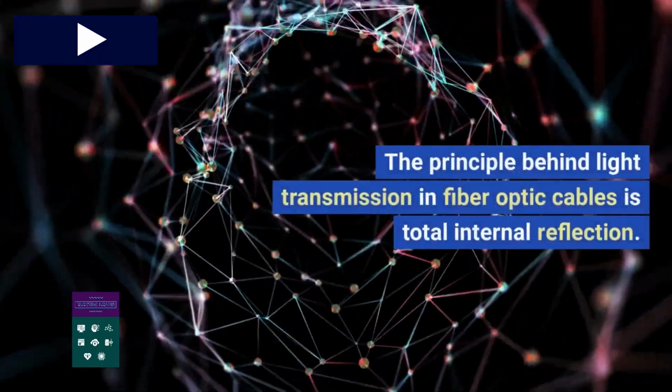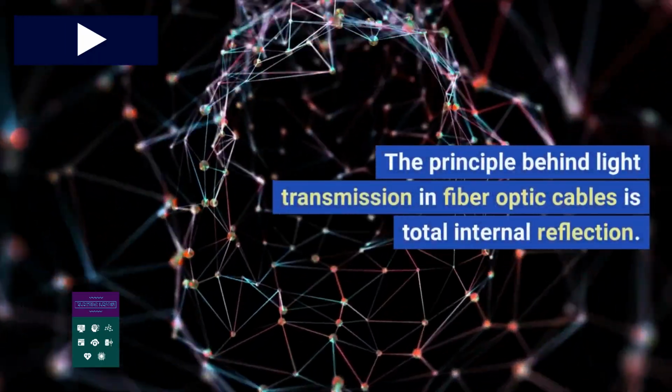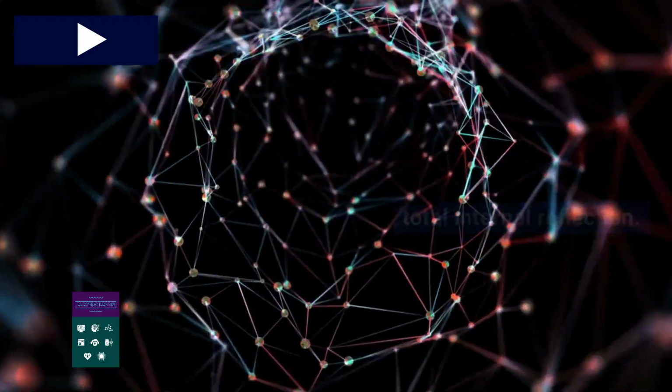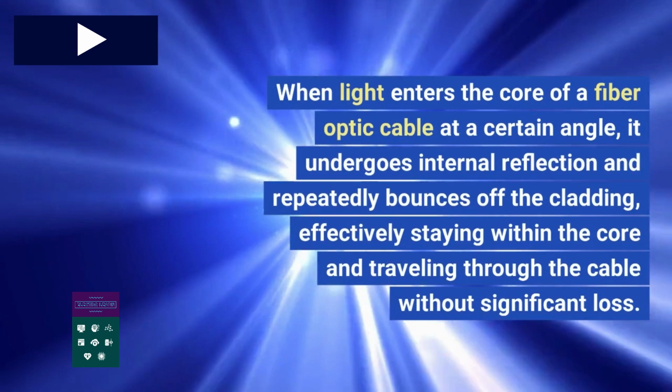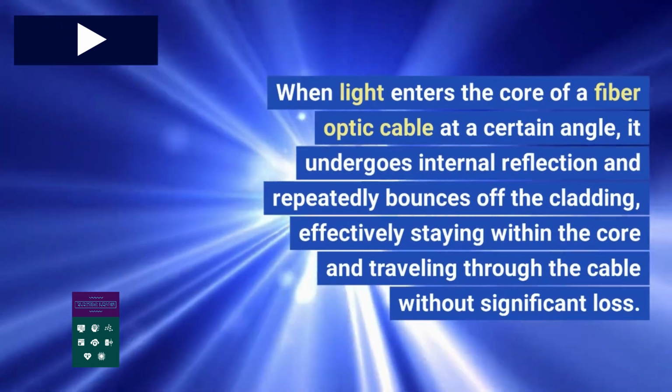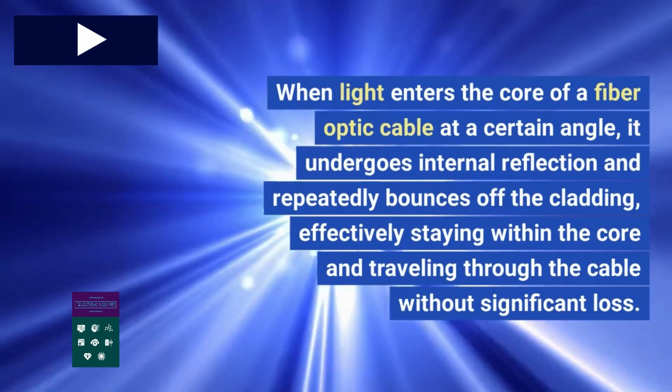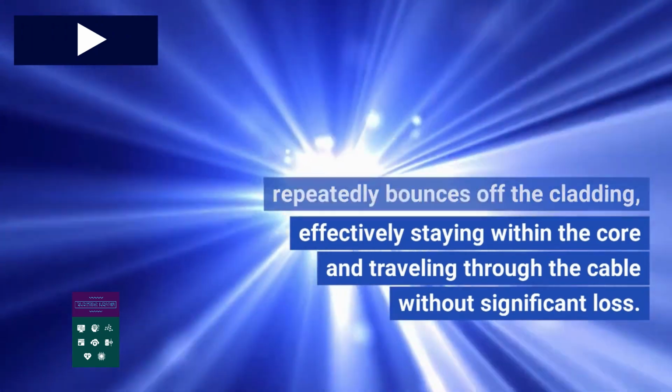The principle behind light transmission in fiber optic cables is total internal reflection. When light enters the core of a fiber optic cable at a certain angle, it undergoes internal reflection and repeatedly bounces off the cladding, effectively staying within the core and traveling through the cable without significant loss.